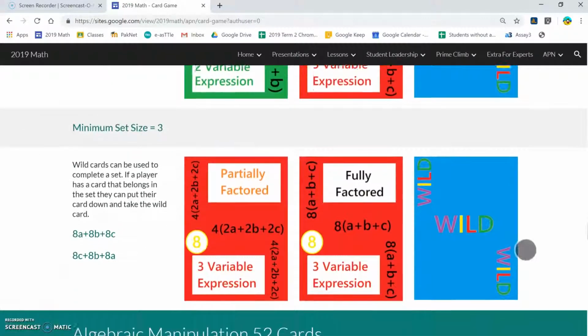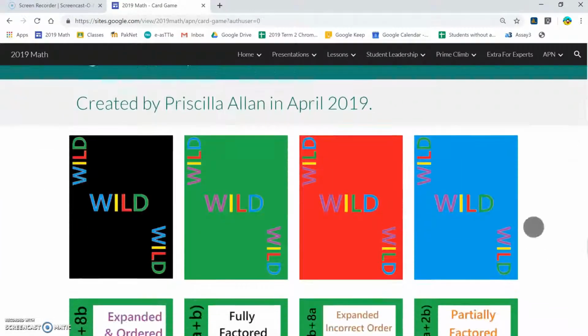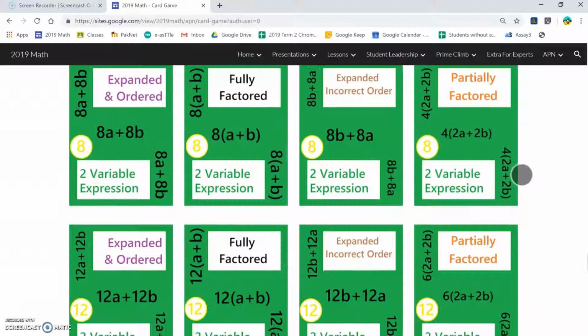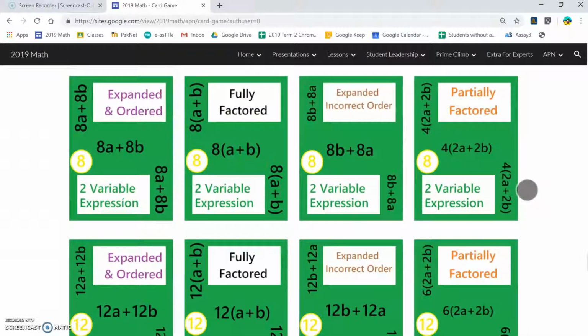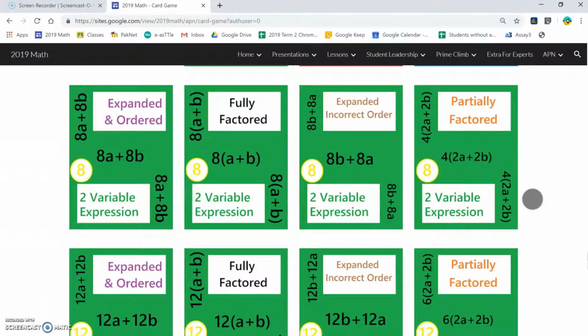But yes, so here we have two equivalent 3 variable expressions, and you can have a wild, but then you have to say what would that other one have been? You actually have to come up with an expression. So it could be 8a plus 8b plus 8c, for example. So we have the 4 wildcards, and if you look carefully at this, you'll see that the first column is all expanded and ordered. The second column is all fully factored. The next is all expanded in incorrect order, and the next is partially factored.